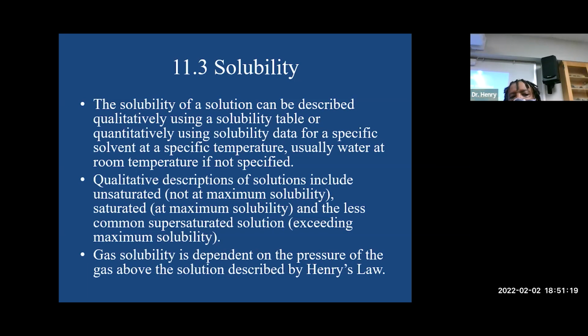Okay, now gas solubility is going to be dependent on pressure of the gas above the solution that's being described. Okay, and this is going to be described by my law, Henry's law.